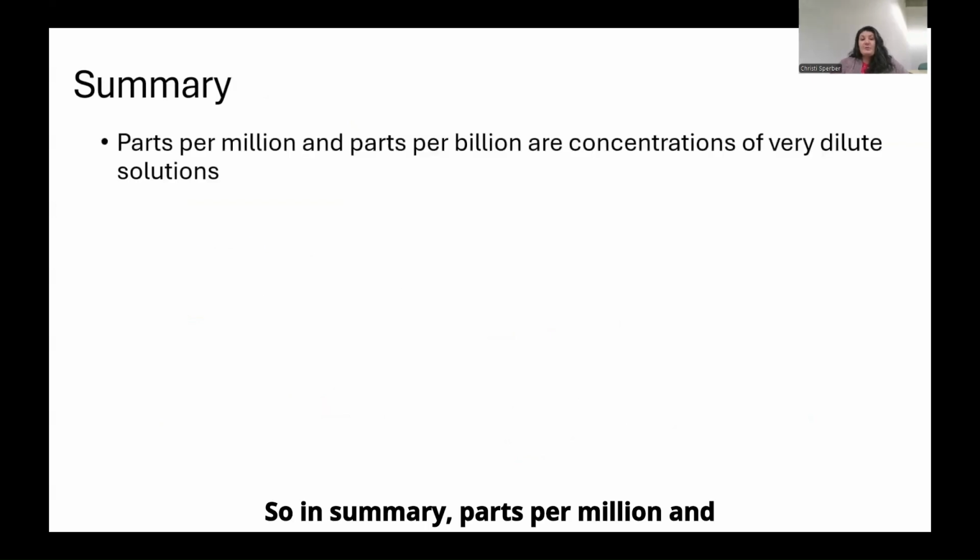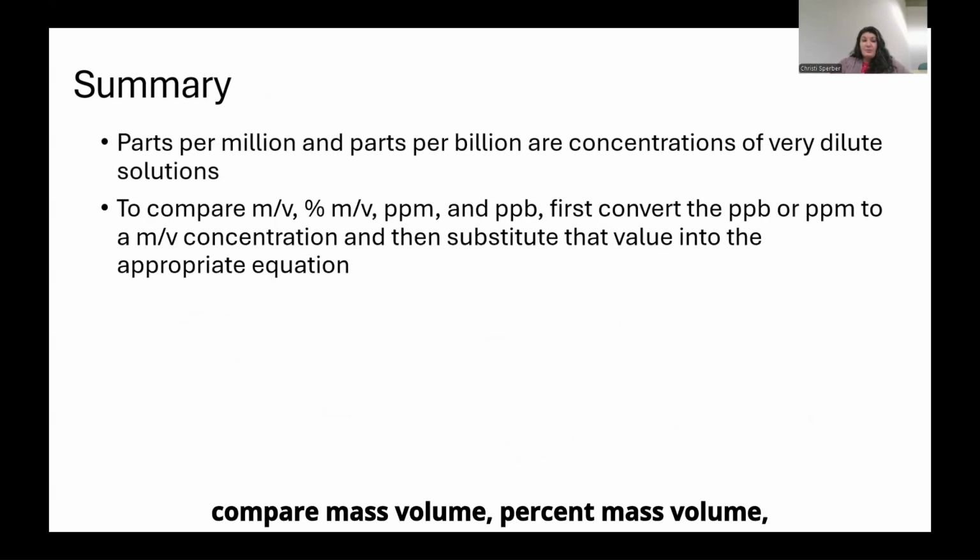So in summary, parts per million and parts per billion are concentrations of very dilute solutions. To compare mass volume, percent mass volume, parts per million, and parts per billion, first convert parts per billion or parts per million to a mass volume concentration, and then substitute that value into the appropriate parts per million, parts per billion, or percent mass volume equation.